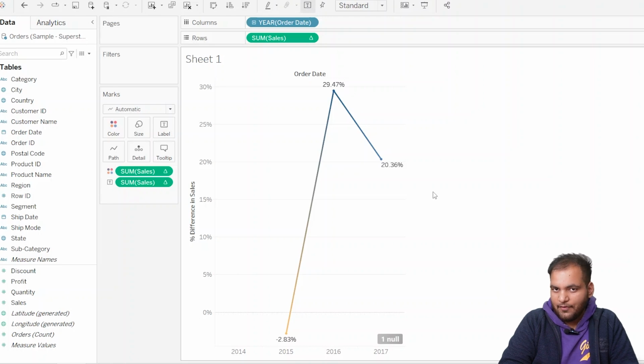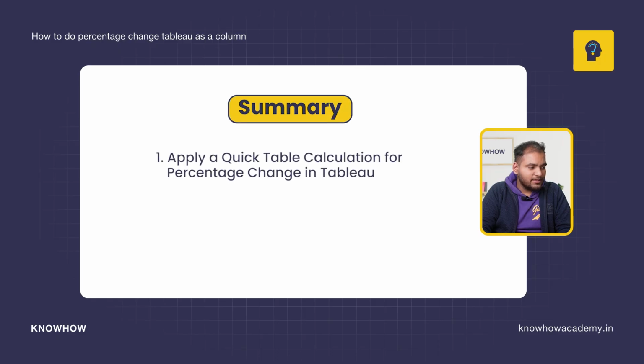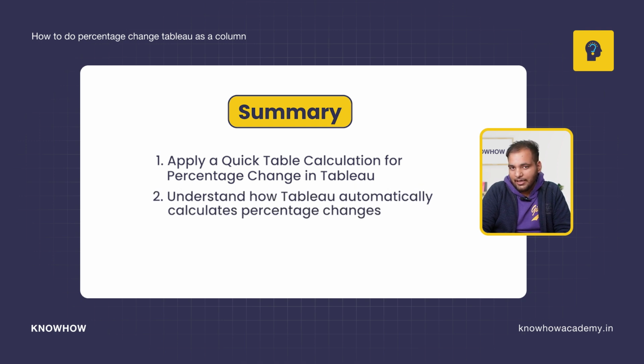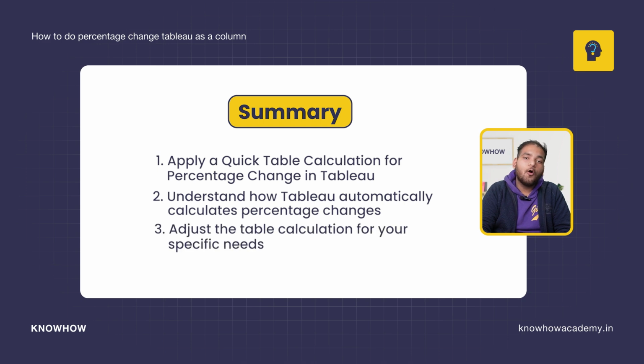So let's recap what we have done in this video. We have seen how to add a percentage difference in the sales column. We also saw how to check the format of the percentage difference column, and we also saw how to format our visualization so that it looks perfect for your dashboard. I hope you get everything from the percentage difference video.